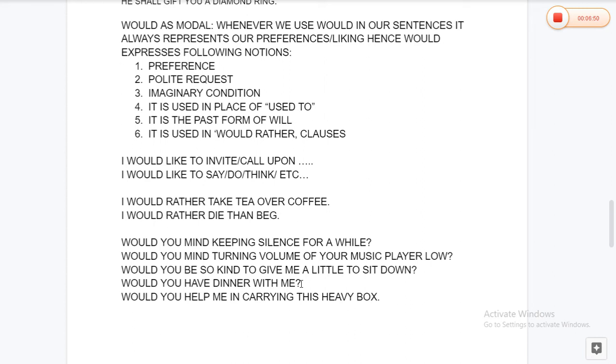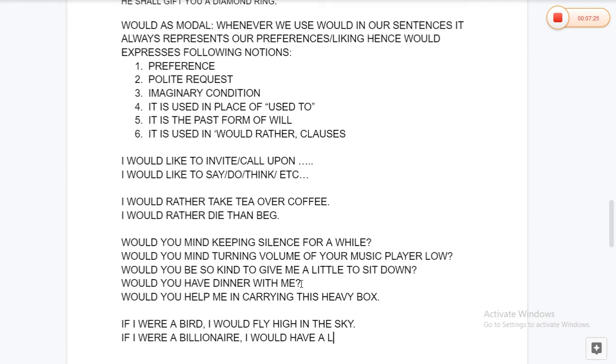Then see the example of imaginary condition. If I were a bird, I would fly high in the sky. If I were a billionaire, I would have a luxurious life.